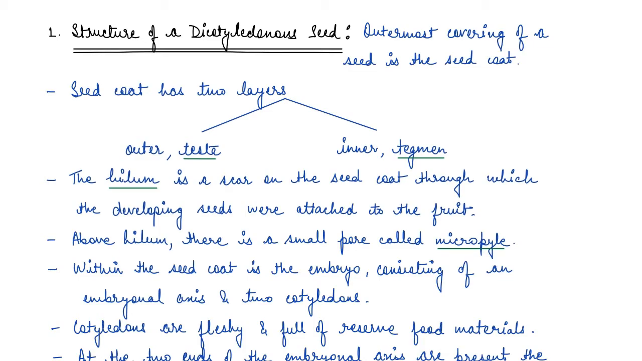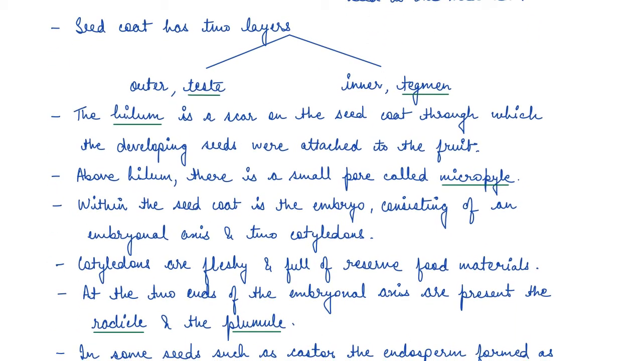So in some seeds, such as castor, the endosperm formed as a result of double fertilization is a food storing tissue. And in plants such as bean and gram, the endosperm is not present in mature seeds, and such seeds are known as non-endospermous. So we saw earlier in the chapter that the seed might have endosperm or it might not have endosperm after the embryo development.